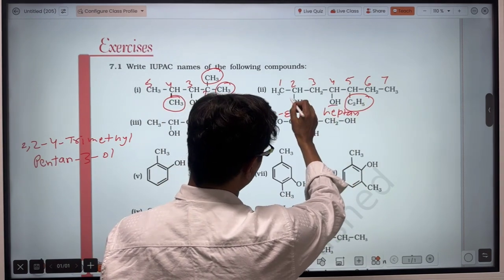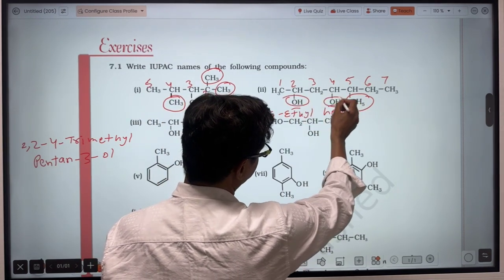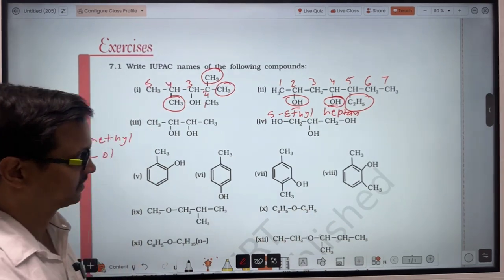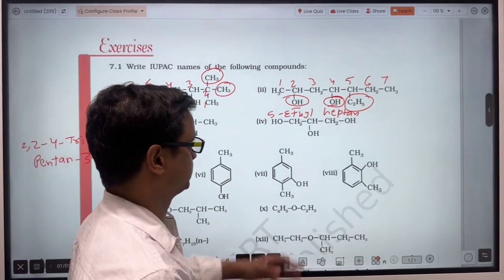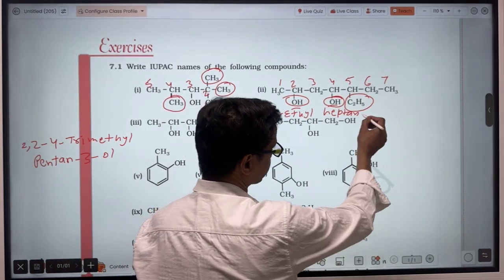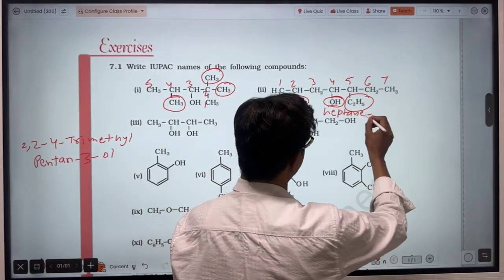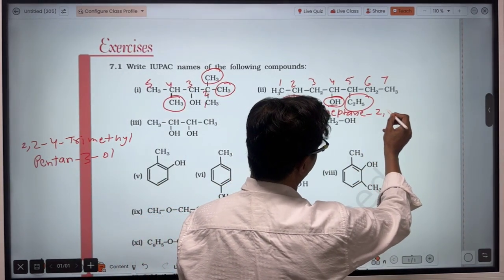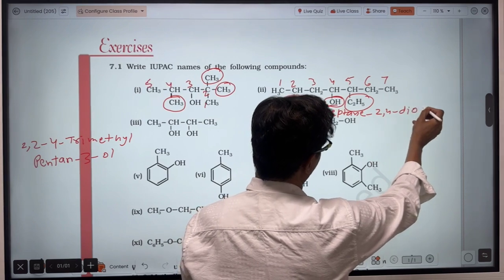Here the E will be retained because there is more than one OH here, so that's why E will be retained. So the alcoholic groups are at second position and fourth position. So we will write heptane with the E retained, and then 2,4-diol.